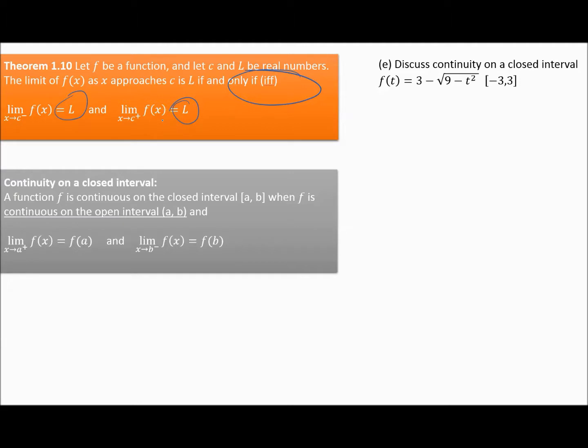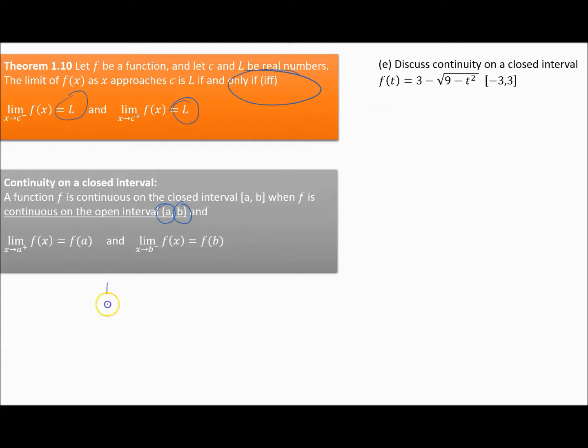So this says discuss continuity on a closed interval. I don't have a problem for theorem 1.10 right now, but I want to talk about continuity on a closed interval. A function f is continuous on the closed interval [a, b] when f is continuous on the open interval (a, b), and the limit as x goes to a from the right of f of x equals f of a. In other words, the limit value is the same as the function value at the endpoint a. So a is on the left side. And notice the limit as x goes to b from the left of f of x equals f of b. Again, the limit value equals the function value.